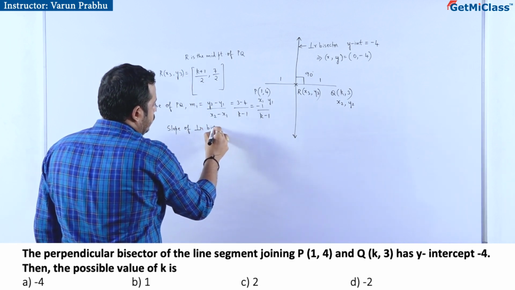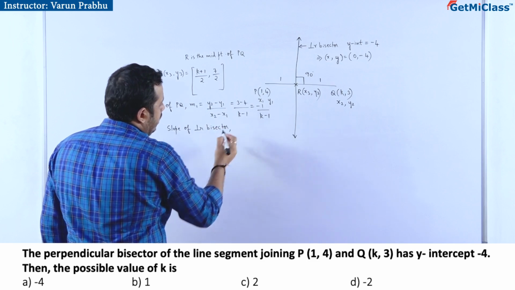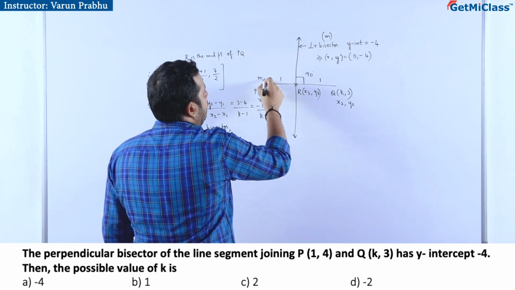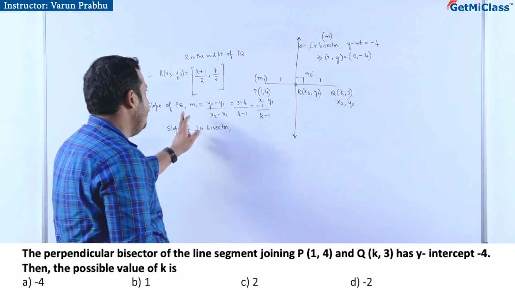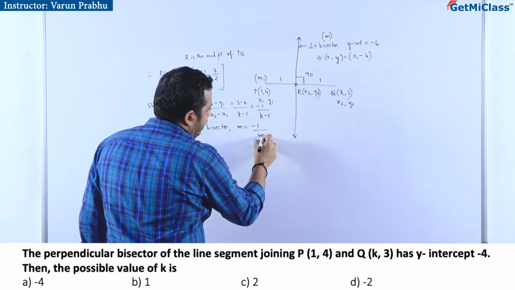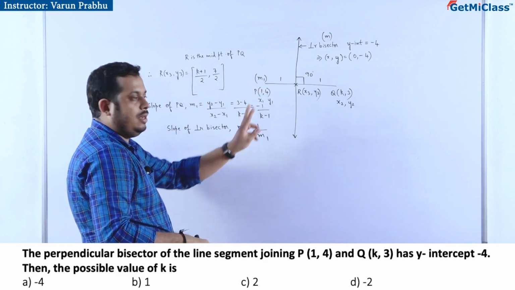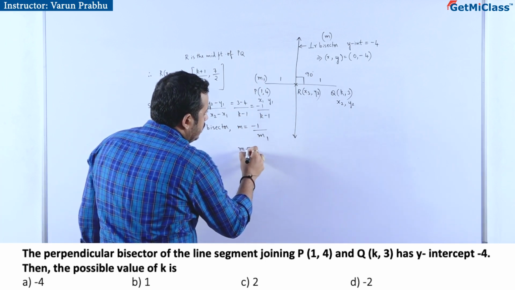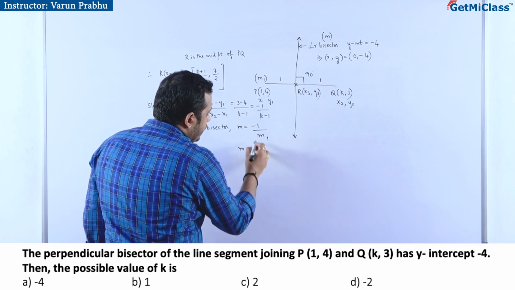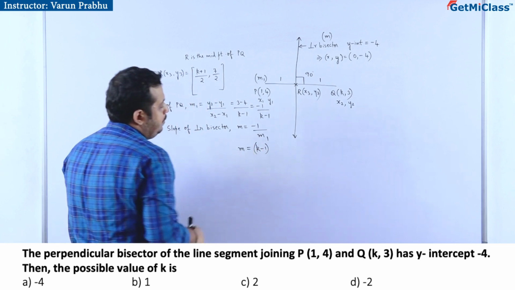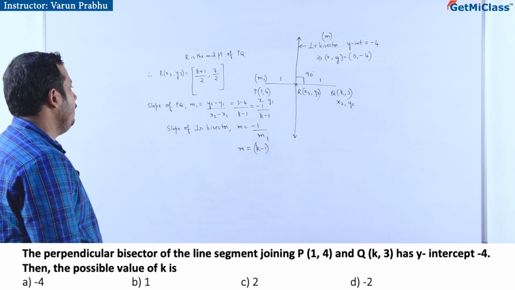So what is the slope of the perpendicular bisector then? Let me say that the perpendicular bisector slope is m. Let me say that the slope of the line PQ is m1. I can say m is equal to minus 1 divided by m1, because they are mutually perpendicular. m1 into m should be equal to minus 1. So m should be equal to the negative reciprocal, right? Negative reciprocal will be equal to k minus 1.